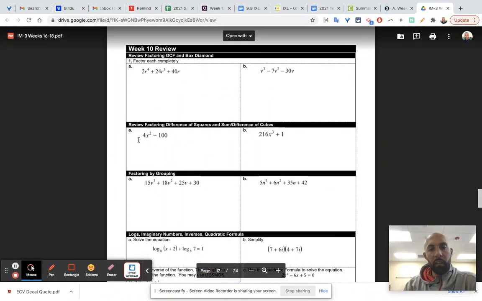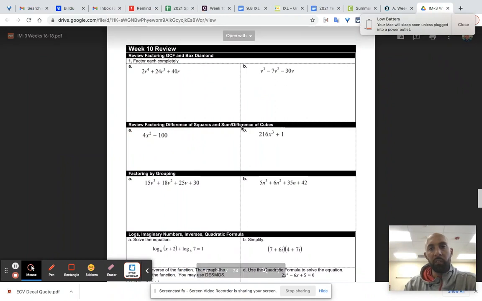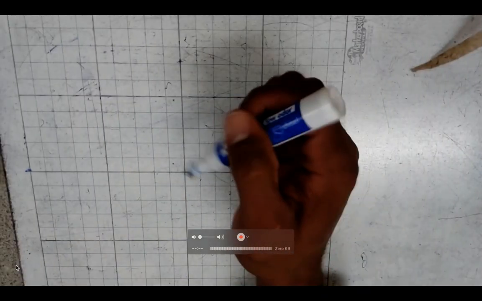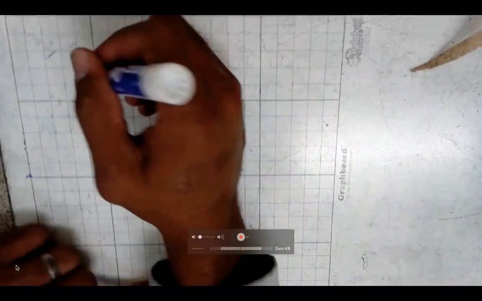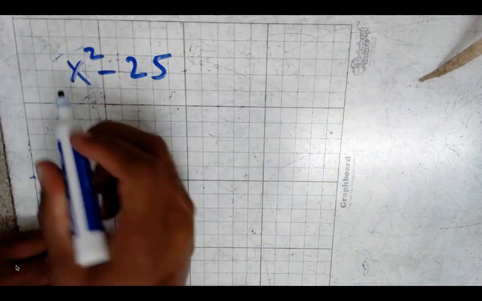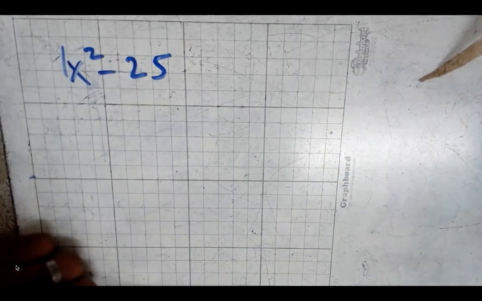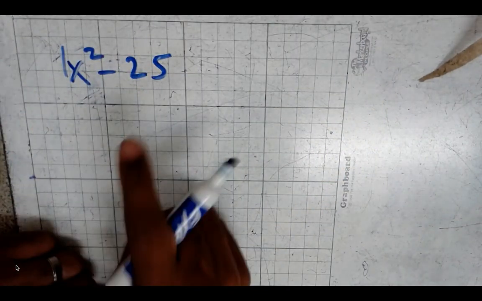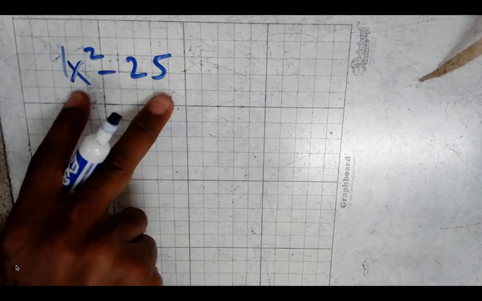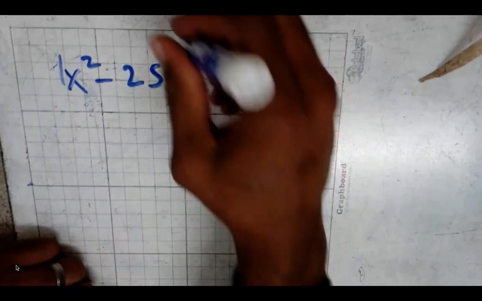Next, so now we want to look at differences of squares and sums and differences of cubes. All right, so let's just say I've got x squared minus 25. Just remember that number in front of the x squared, by the way, is a 1. Okay, this is a difference, meaning subtract, of two perfect squares. 1 and 25 are perfect squares.